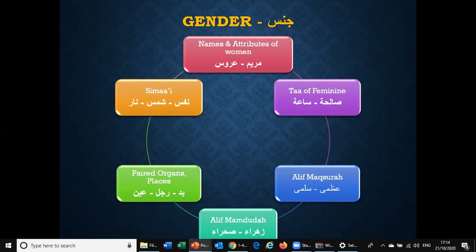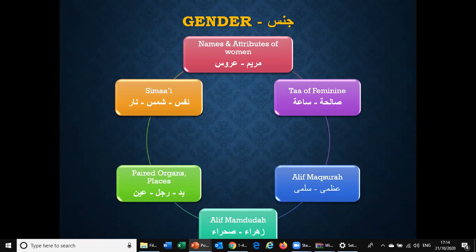Sahra, Zahra, Safra, Khadra, Hamra. All these names are feminine names because they have alif and hamza at the end. And then there are certain body parts which are paired. So any body organ which is paired, two of those, like two kidneys, two lungs, two eyes, two ears, two hands, these are all feminine words.